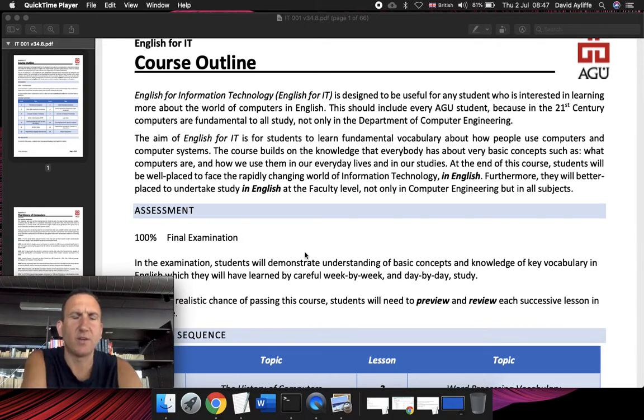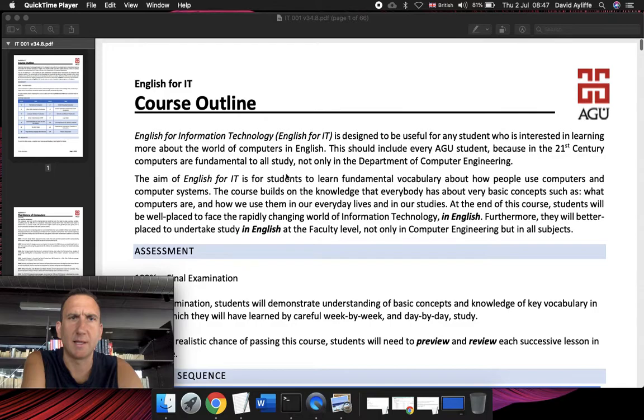So this is the first lesson in this elective, English for IT. Today we'll be going over the course content and then getting into what we need to do in this first lesson. This is a departmental elective for all computer science students, and it's also a true, optional elective for those of you who are not computer engineers.